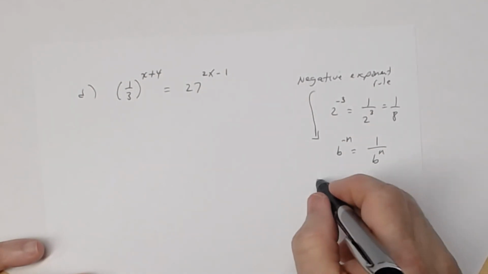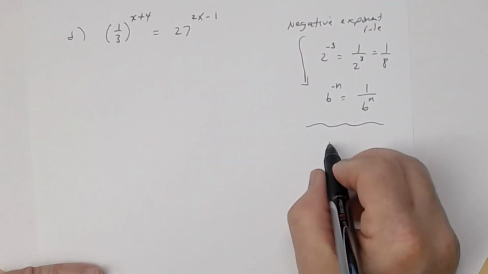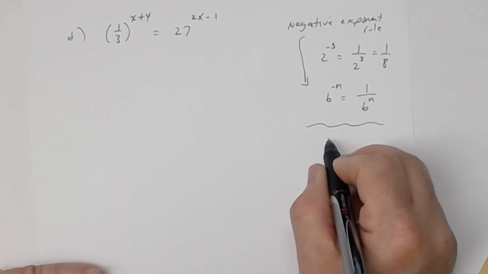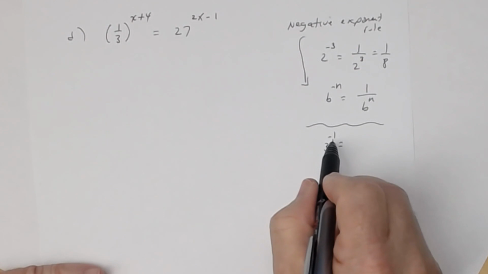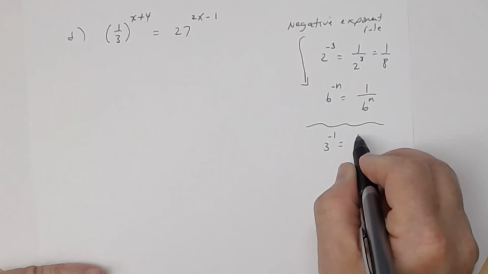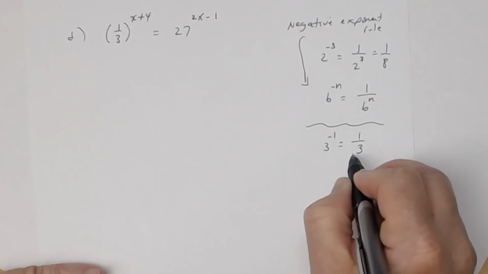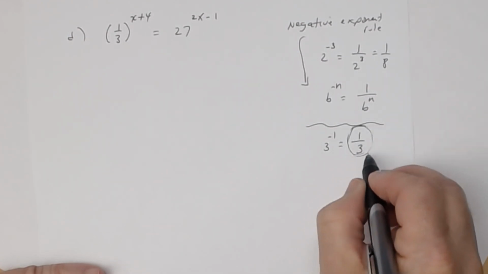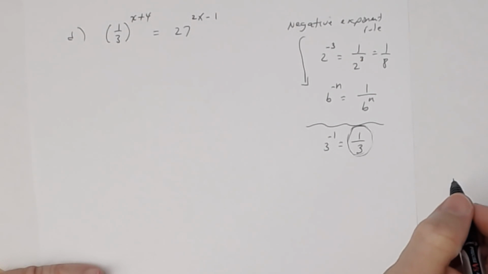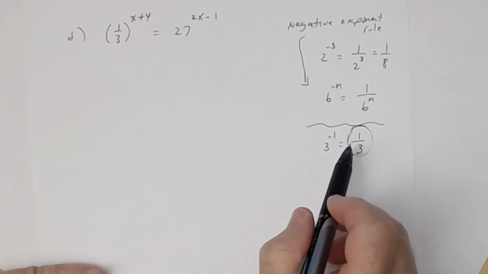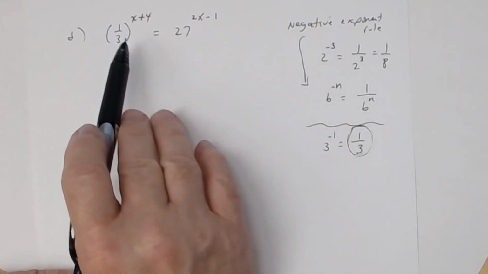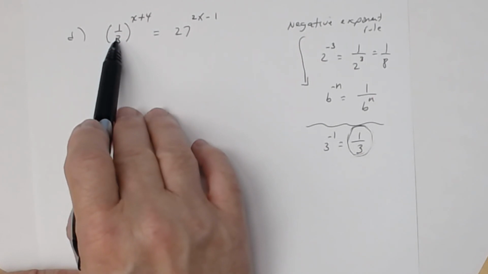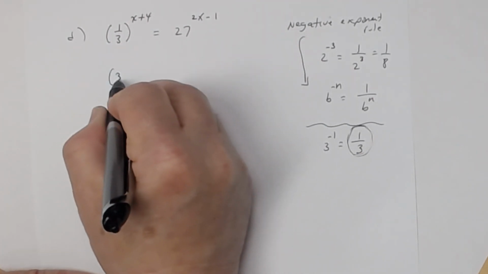Okay, and so we can go a little bit further with this. So let's say I had 3 to the negative 1 power, right? So according to this idea here, 3 to the negative 1 is the same as 1 divided by 3. Well, look at this right here, 1 divided by 3. So 1 divided by 3 is 3 to the negative 1, isn't it? I can rewrite 1/3 as 3 to the negative 1. Well, isn't that what we have here? 1/3. So according to that negative exponent rule, that 1/3 is equivalent to 3 to the negative 1 power.